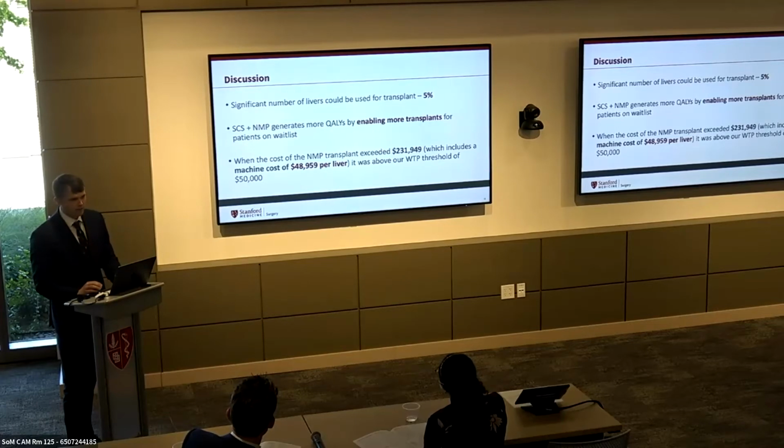However, these willingness to pay thresholds are fairly subjective. Different studies use different markers. And if the willingness to pay threshold is increased to $100,000, for example, the normothermic machine perfusion would be cost effective until it exceeds $286,000.